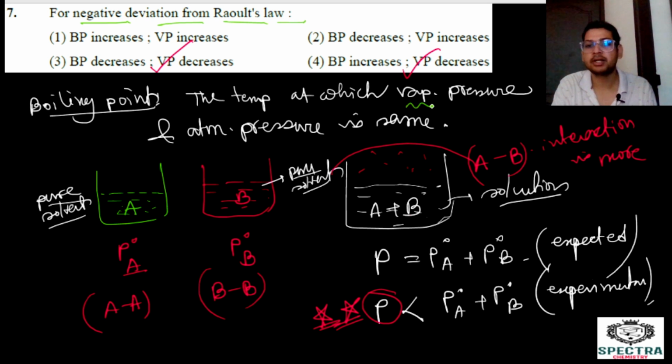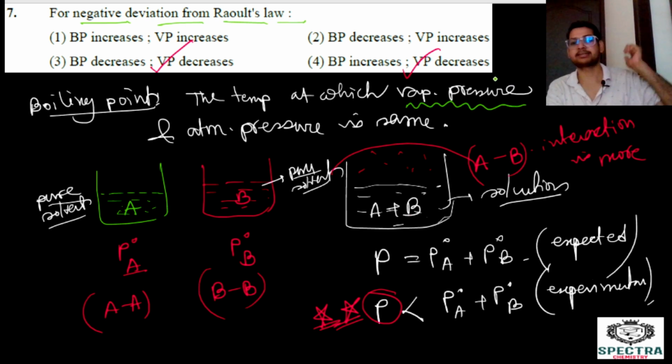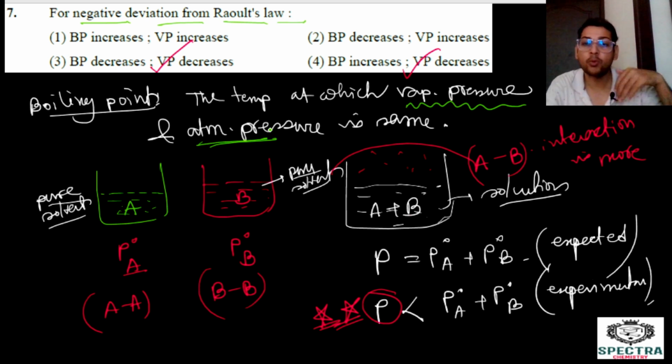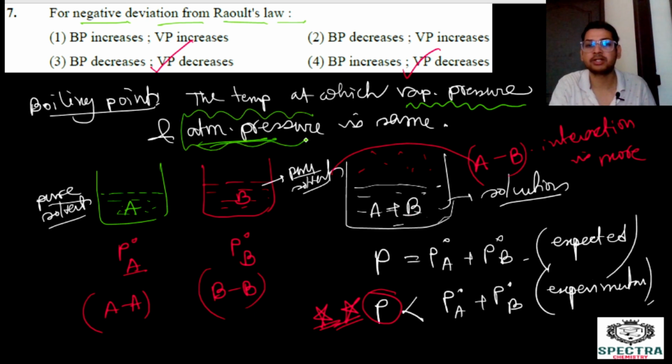Your vapor pressure is already decreased. Now to match atmospheric pressure is like this, your vapor pressure was like this previously. Now your vapor pressure already decreased. So that means you need more and more temperature to match the atmospheric pressure. That means that boiling point increases. Option number 4 will be your answer.